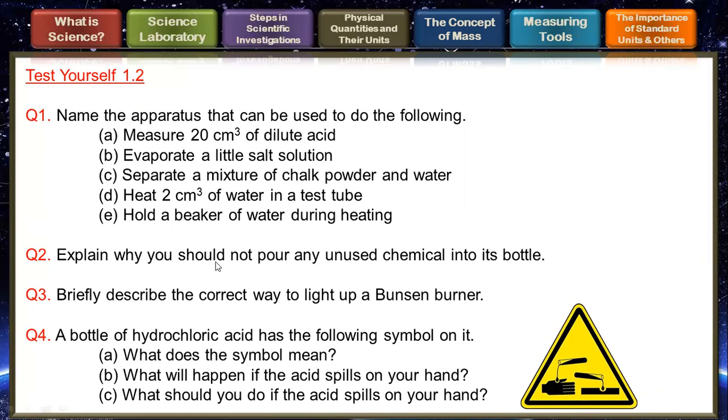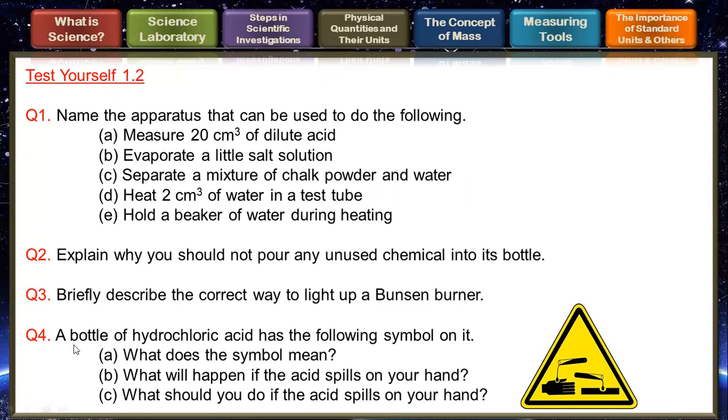Number 2, explain why you should not pour any unused chemical back into its bottle. Why? Remember those signs and symbols that we use. Those are some of the things that could happen when we pour unused chemicals back into their bottles. Next, briefly describe the correct way to light up a Bunsen burner. Go back to that demonstration video so that you can be guided with your answer.